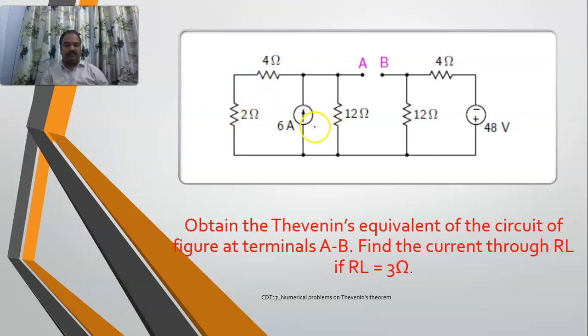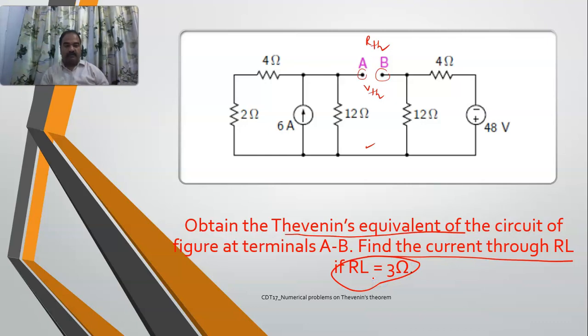Now, this is the problem which is given for you. You need to obtain the Thevenin's equivalent of the circuit of the figure which has been given here at terminals A and B. So it is already open circuited. You need to determine the voltage across this, VTH, which we call Thevenin's voltage, and the other one is Thevenin's resistance across these two terminals. And they are also asking you to determine the current through the load resistance if RL is equal to 3 ohms. So first of all, let us determine the Thevenin's equivalent of the circuit.